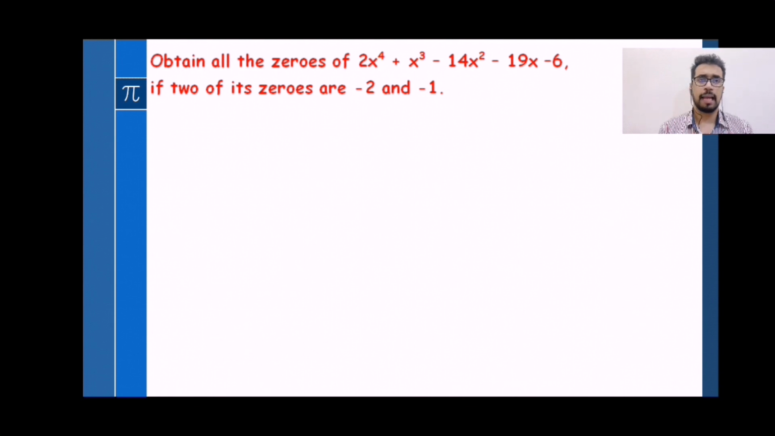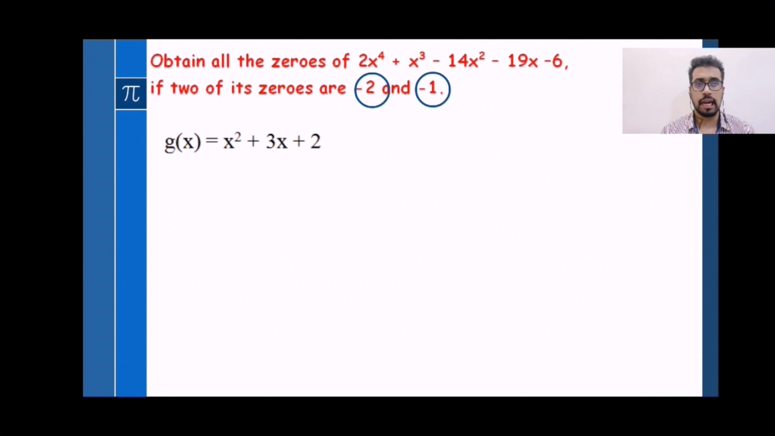Now, let us take a different type of example to understand division of polynomials much better. Here, we are asked to find the remaining zeros of a polynomial of degree 4, of which two zeros are given to us. We know that a polynomial of degree 4 will have at most 4 zeros. Now, with the given 2 zeros, which are minus 2 and minus 1, let us form a polynomial, which is g of x is equal to x squared plus 3x plus 2.